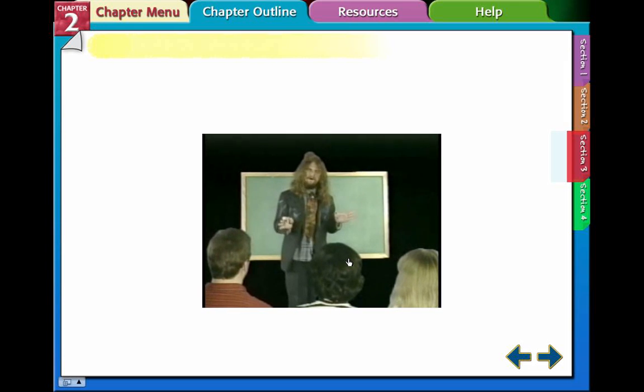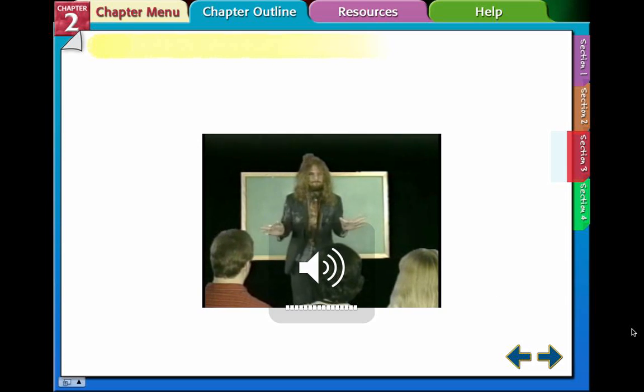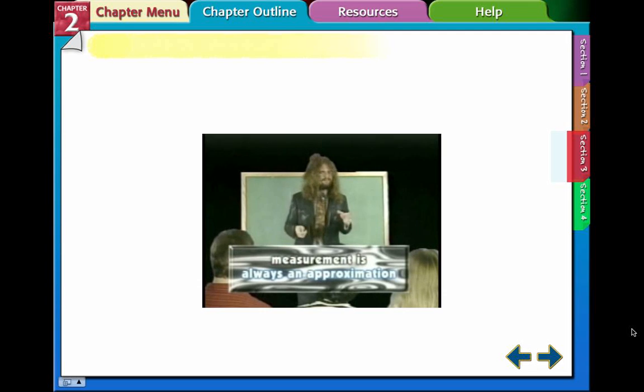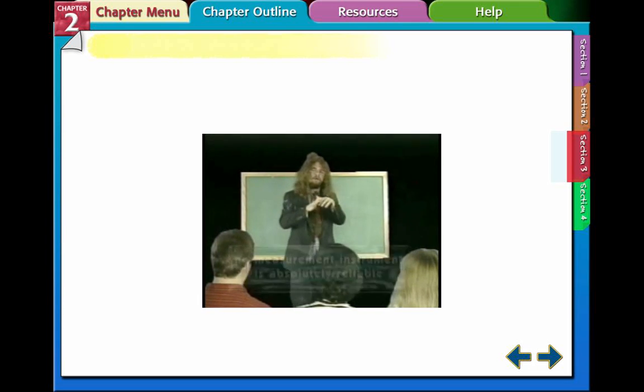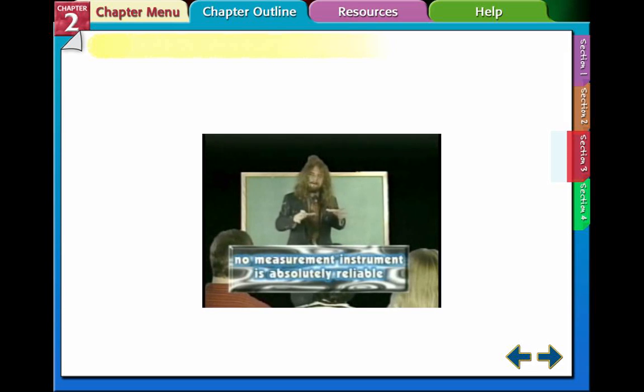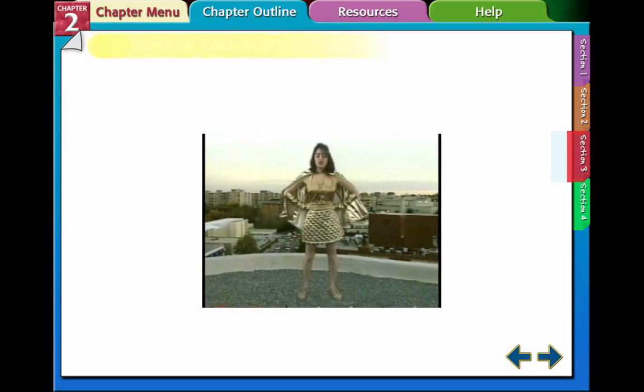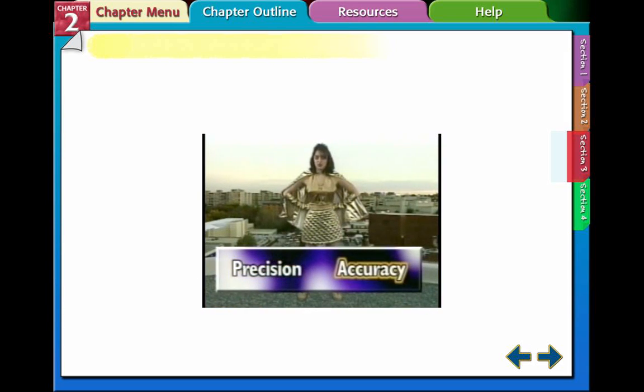When we measure a physical property and we assign it a numerical value, the numerical value is always an approximation. The accuracy of your measurement depends on the accuracy of your measurement instrument, so no measurement instrument is absolutely reliable. The terms precision and accuracy are sticky. You may think they mean the same thing, but not in science.